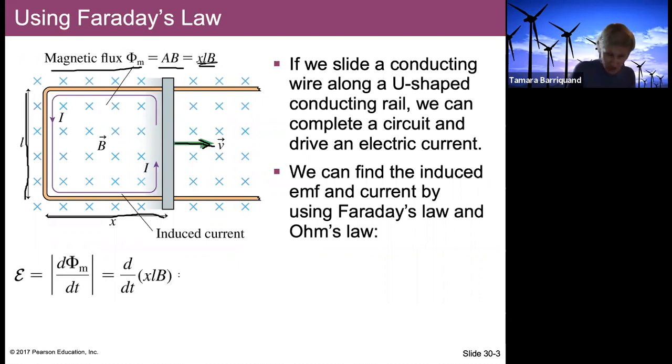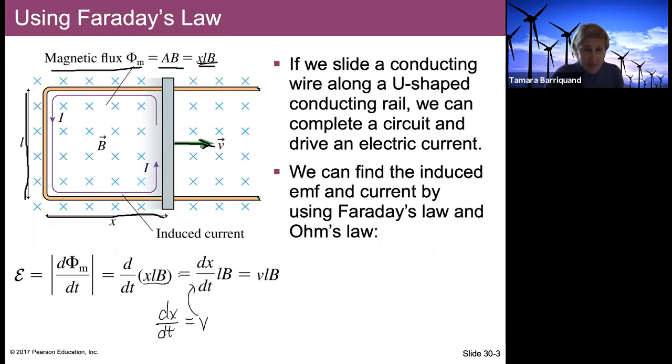Now, the only thing in here that's actually changing is X. L is constant, B is constant in this case. So we can rewrite this as dx/dt times LB. And we know that dx/dt is just the change in the displacement over the change in time, which is just equal to the velocity V. So we put this in for dx/dt, and we see that the induced EMF is equal to VLB.